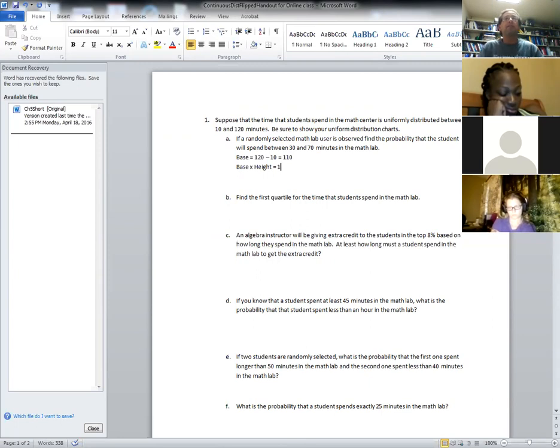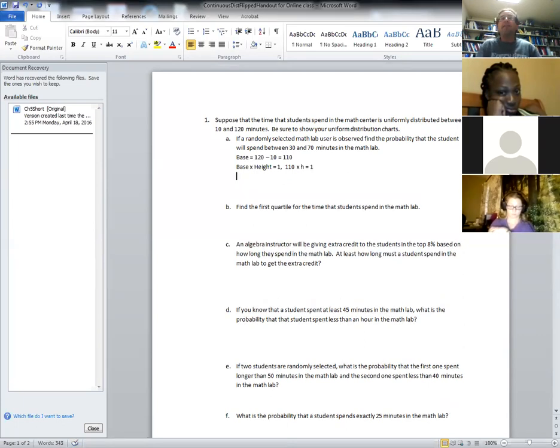Any questions on that so far? Okay, that's your rectangle idea. The area of a rectangle is always the base times the height. So that tells us that 110 times the height, I'll just call it h, is equal to 1. Now I hope that all of you can tell me what h is, doing some very basic algebra.